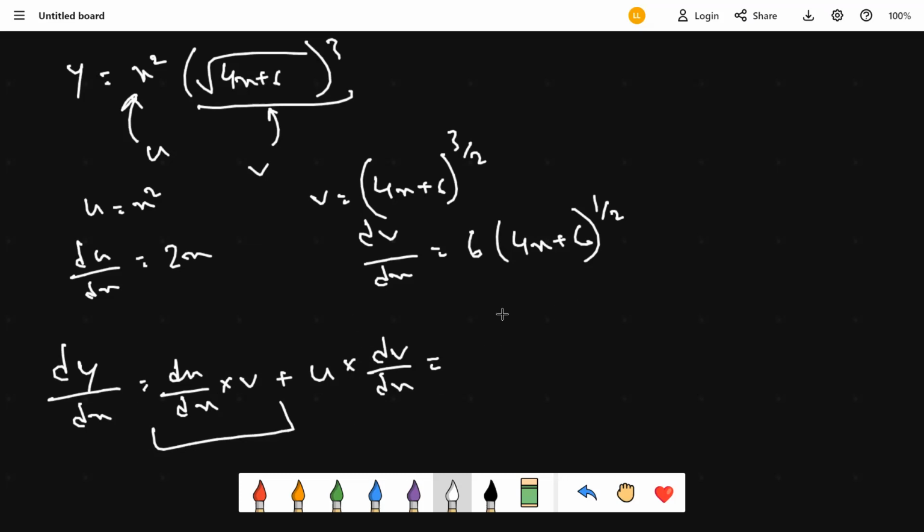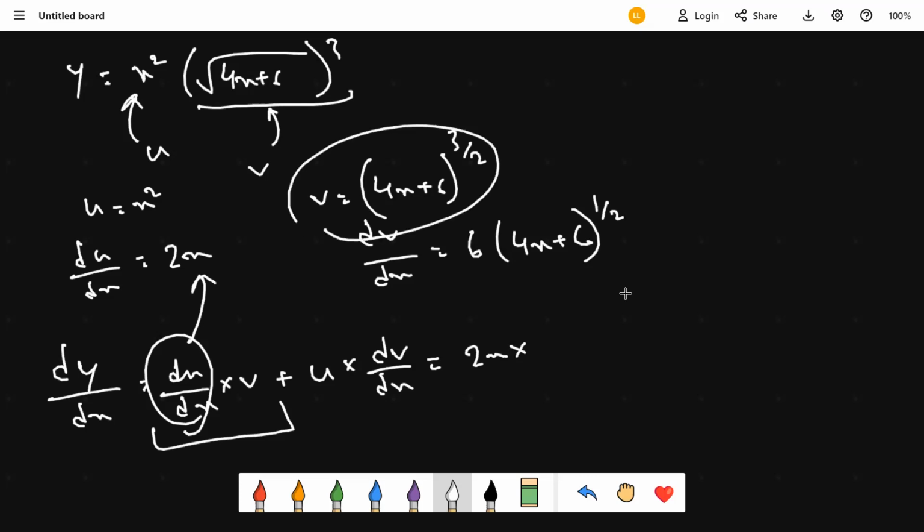Okay. Now just simply place the expression which we just found. So instead of du by dx, we will place this value, which is 2x, times the v, which is over here, 4x plus 6 to the power 3 by 2. Addition.